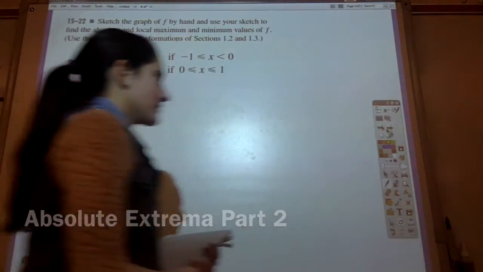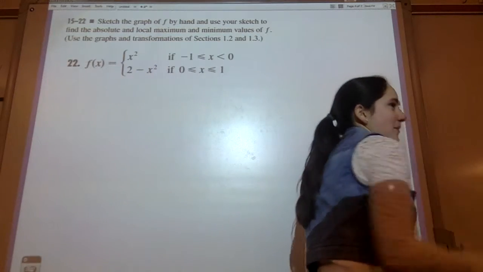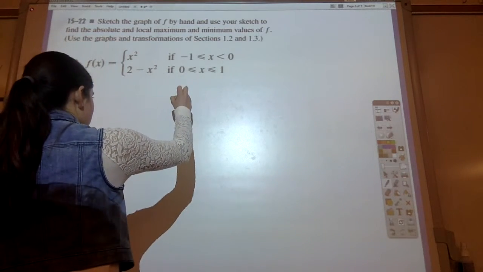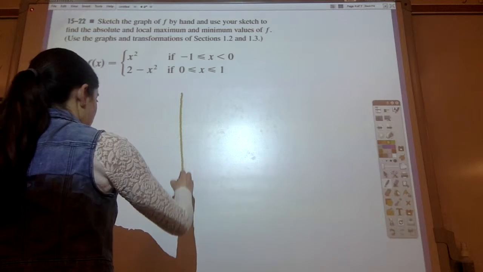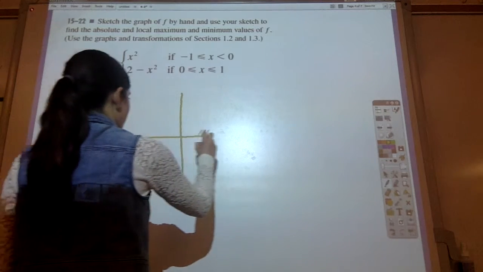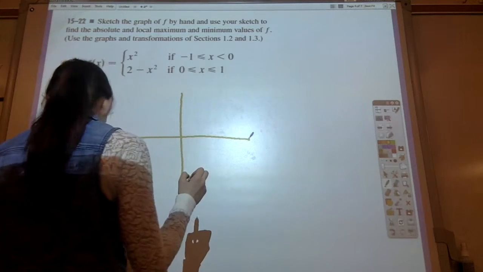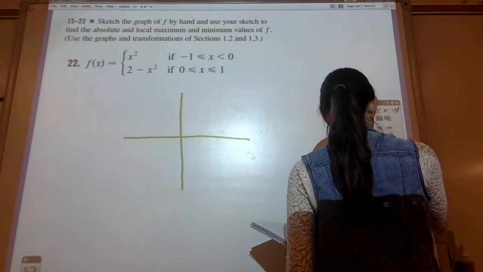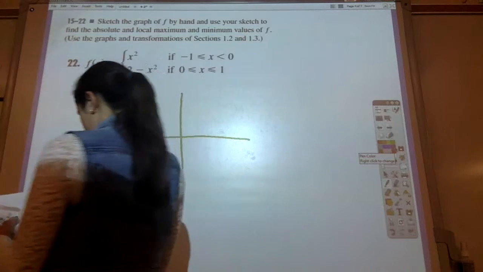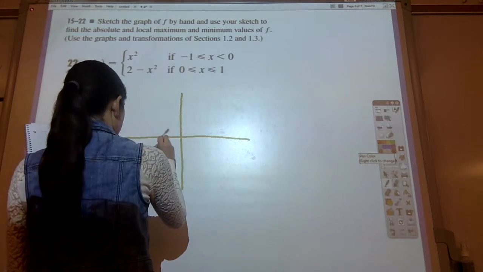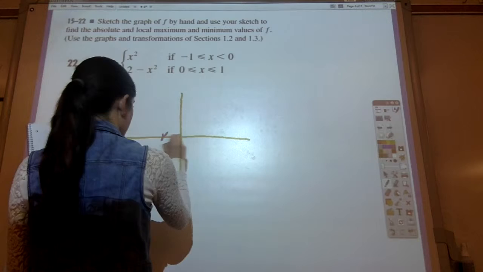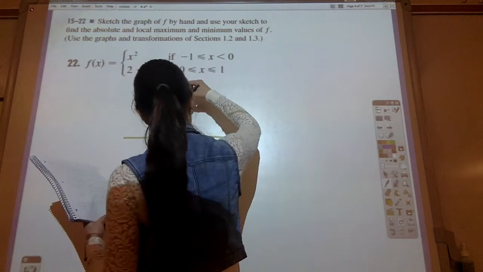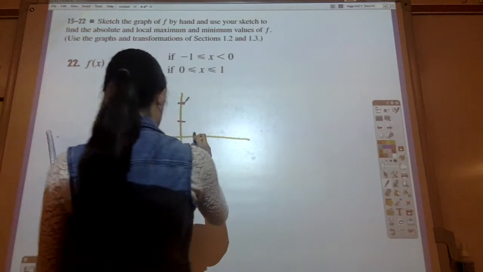Okay, guys. Veronica's going to sketch this. So if you haven't tried it yet, try it. She is sketching it by hand, and you're going to use that sketch to find your absolute and local maximum and minimum values. Now when it says use graphs and transformations, that means use the fact that you know it's a parabola. They just want you to look at the one that is a reflection, aka upside down, and then it's shifted up 2.